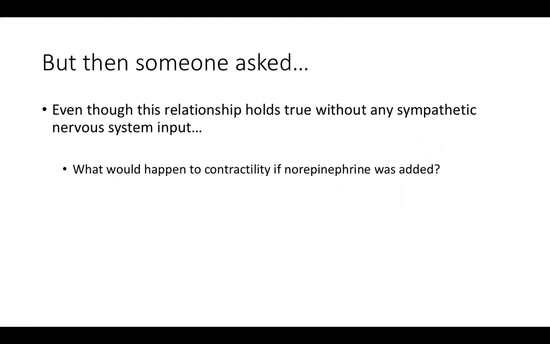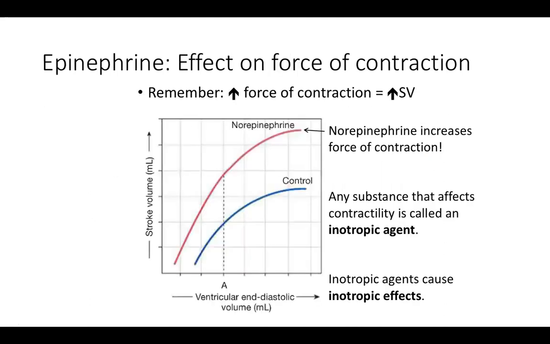But before I do, even though this relationship holds true without any kind of nervous system input, someone asked what would happen if you added norepinephrine. And so somebody added norepinephrine, and there is a curve here. The blue curve is without any norepinephrine, and the red curve is with norepinephrine. So you can actually see that at any given end diastolic volume, if you add norepinephrine, your stroke volume is higher than it would have been if you had no norepinephrine.